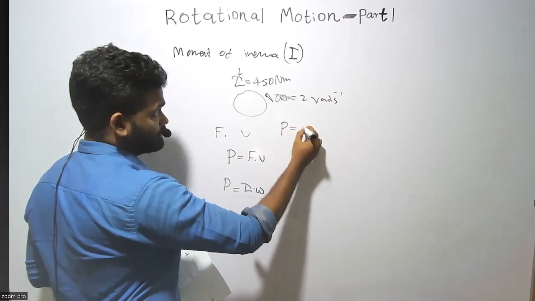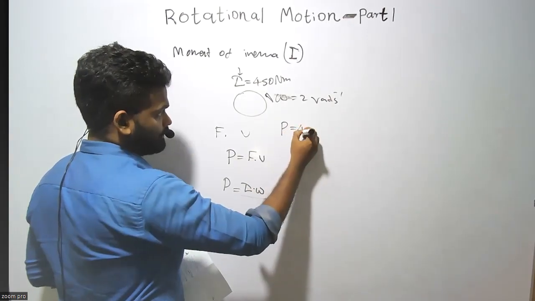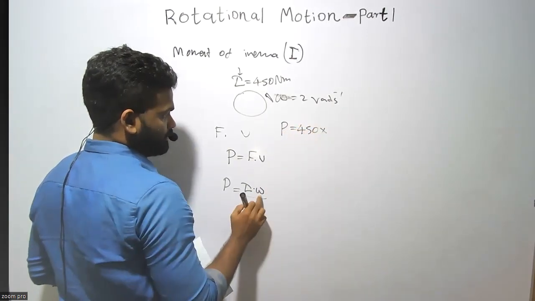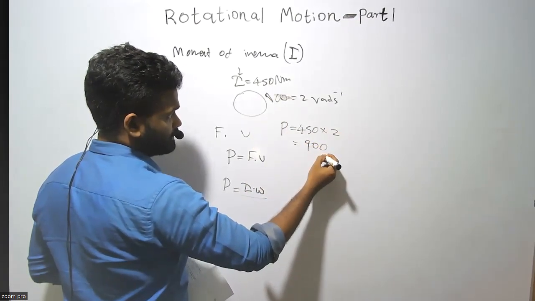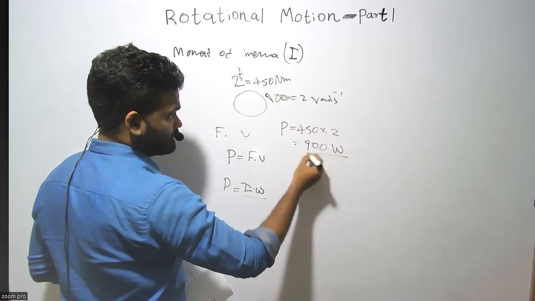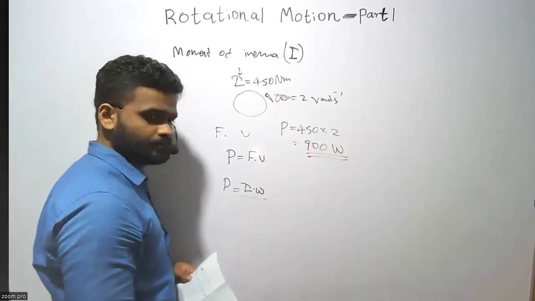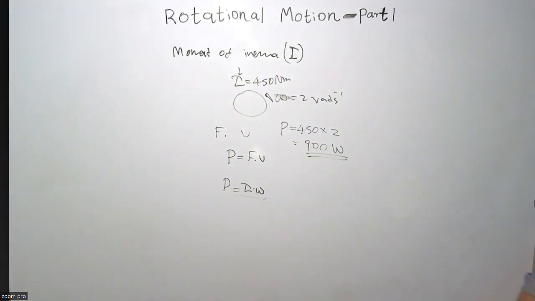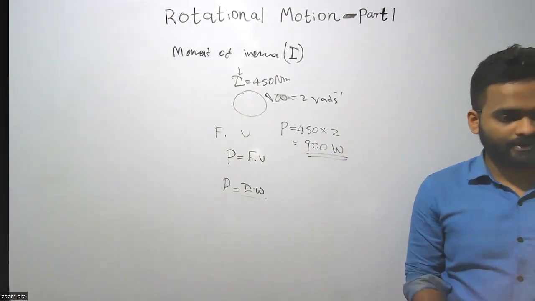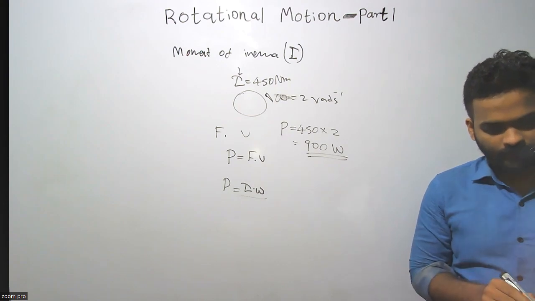Now just substitute. So torque is 450. Angular velocity is 2. So this should be 900. Actually, this is power, so you just put watts there, right? Units don't change. It's still power. So you can use watts there. So it is 900 watts. Got it?